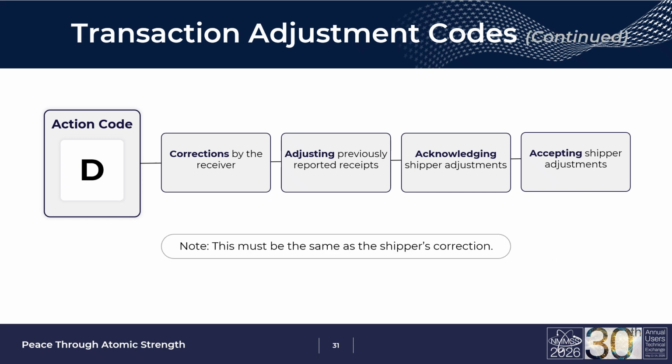The action code D will be used by a receiver for corrections and can be used to accomplish the adjustment of previously reported receipts, the acknowledgement of the shipper's adjustment, or the acceptance of shipper adjustments. Note that the action code D correction must be compatible with the shipper's correction. Additionally, the only receiver's 741s that can be correctly adjusted are receipt documents accepting shipper's values, which is action code B, or receipt documents of receiver's measurement, that's action code E.